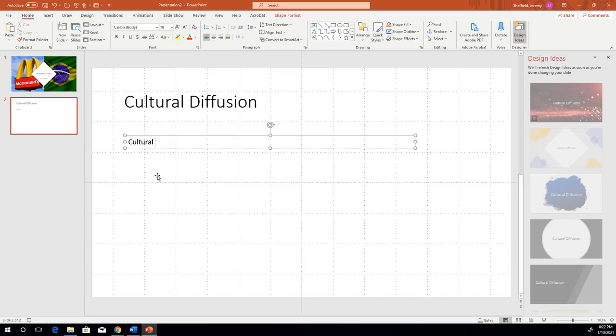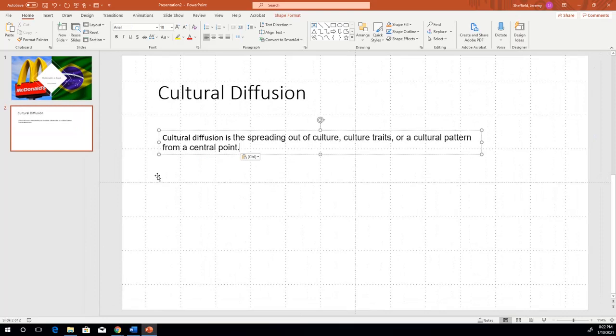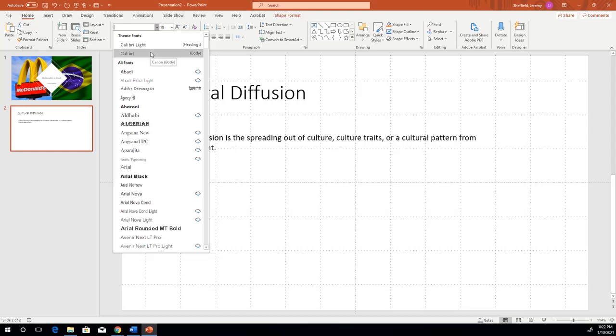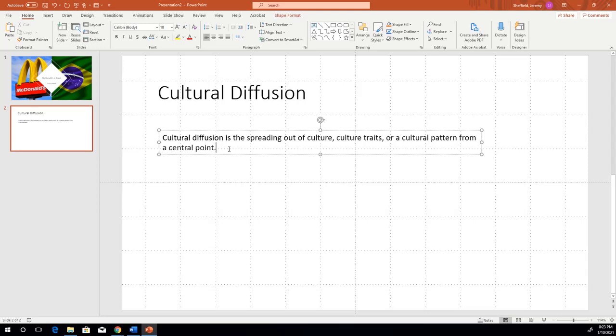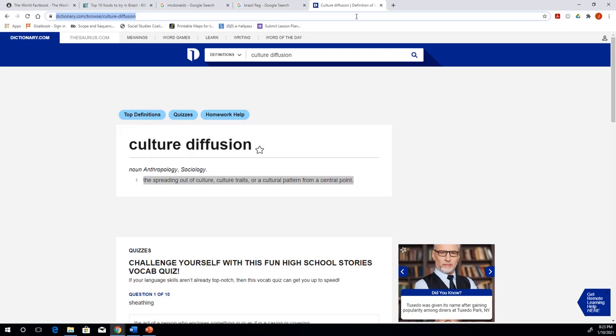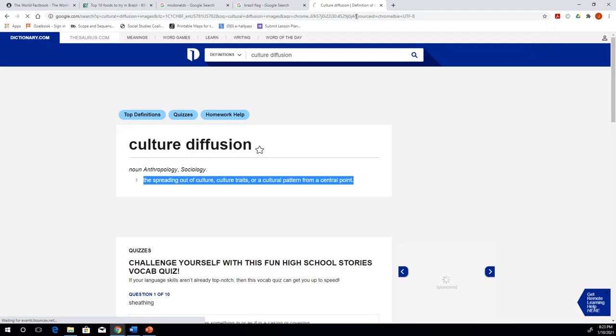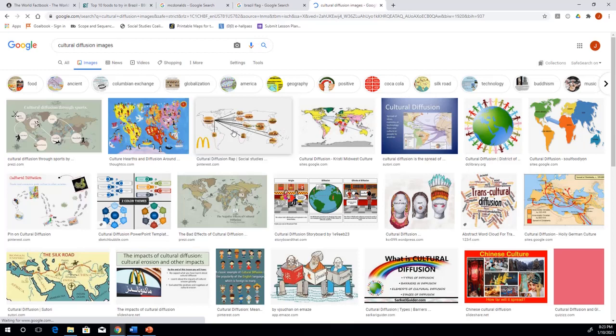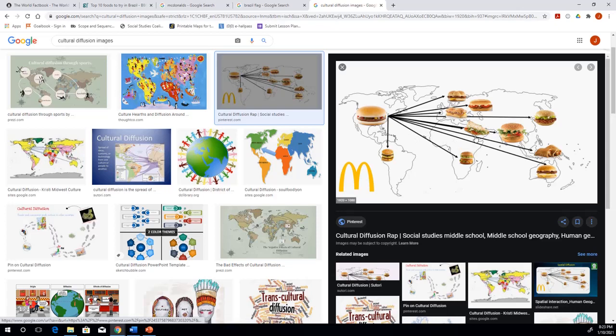So cultural diffusion is, and then I'm just going to, and when I copied that over, it all became different. Cultural diffusion is the spreading out of culture, cultural traits, or cultural pattern from a center point. Okay, so then we need two pictures. So now I want to look up cultural diffusion images. I want some pictures that really show cultural diffusion. Oh, here's a good one. You've got literally the cultural diffusion of McDonald's. That's a fun image. That's a JPEG.